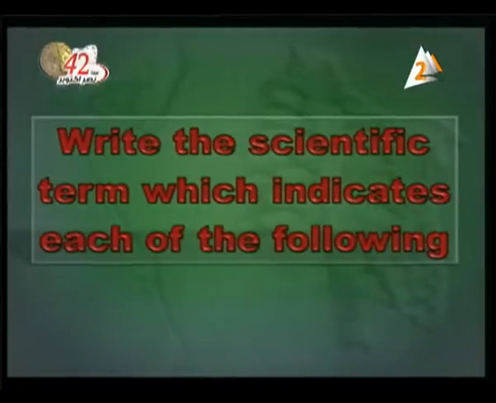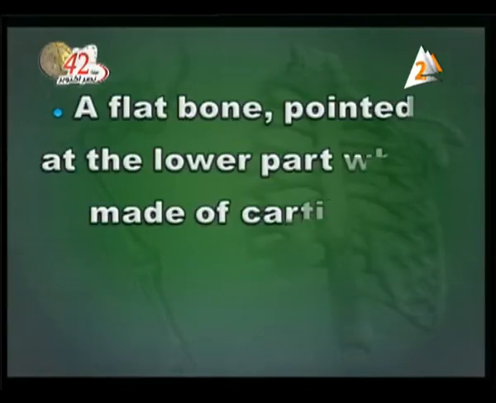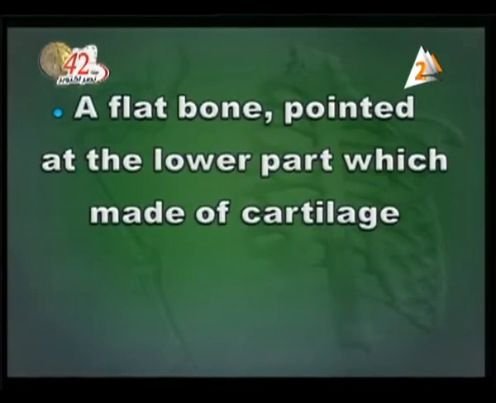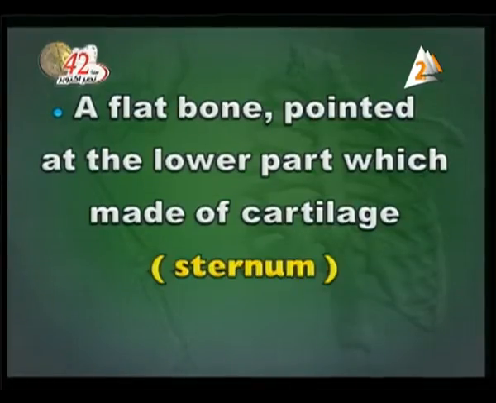Write the scientific term which indicates each of the following. A flat bone pointed at the lower part which made of cartilage. Let's remember together. What is the name of this flat bone which is pointed at its lower part? Good. A flat bone pointed at the lower part which made of cartilage is called sternum.